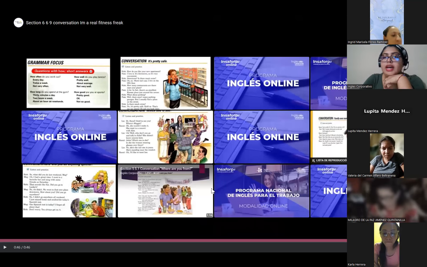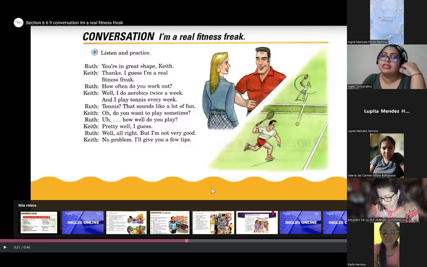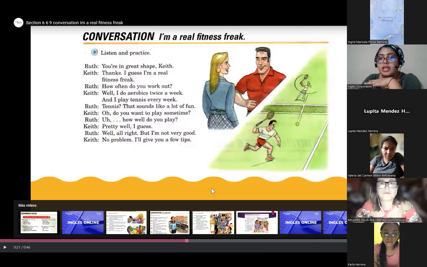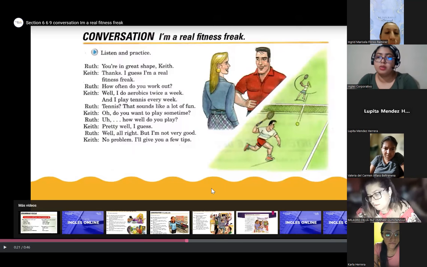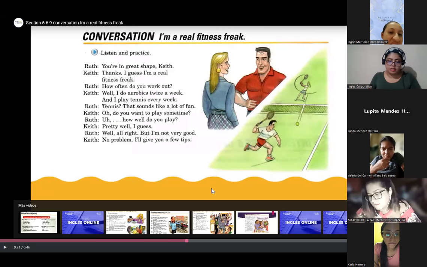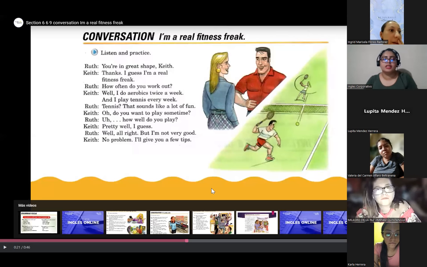Okay, in this case, we have this conversation, and it's different from the first one. In the first one, we have two people talking, and one of them is doing some exercise, and the other one is a couch potato. When she has time, she likes to stay on the sofa and watch some TV. In this case, this guy really likes to do exercise. That's why he's called a fitness freak.